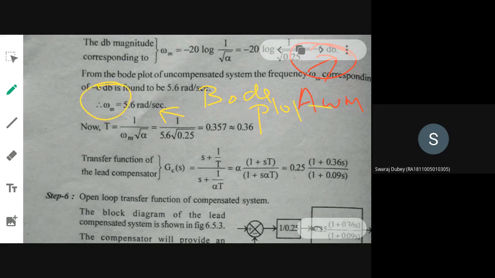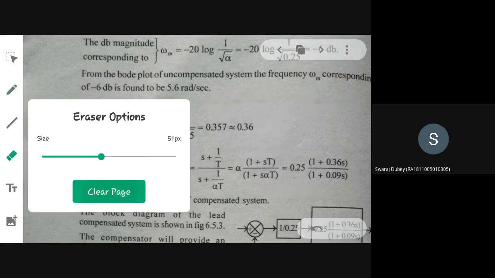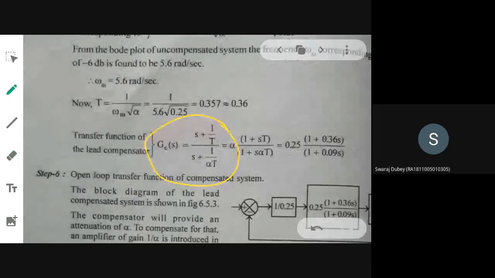Already I know alpha. So I can use this formula to find out the unknown parameter. What? T. So T is found out to be what value? 0.36. So I know what is T, I know what is alpha. Now I can easily substitute both the parameters in the standard transfer function representation for a lead compensator. I will be getting the transfer function finally like this.